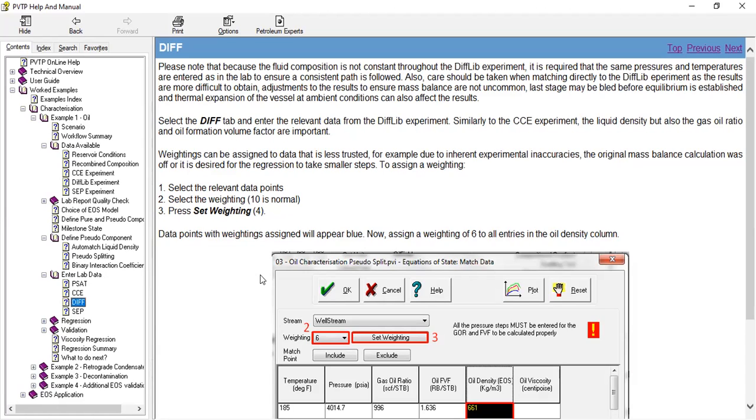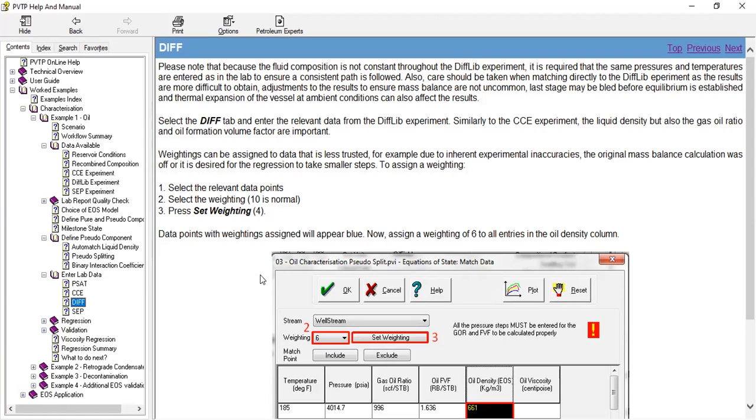Similarly to the CC experiment, the liquid density, but also the gas oil ratio and oil formation volume factor are important. Weightings can be assigned to data that is less trusted, for example, due to inherent experimental inaccuracies, the original mass balance calculation was off, or it is desired for the regression to take smaller steps.